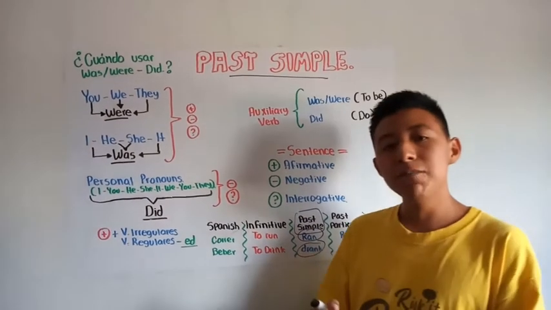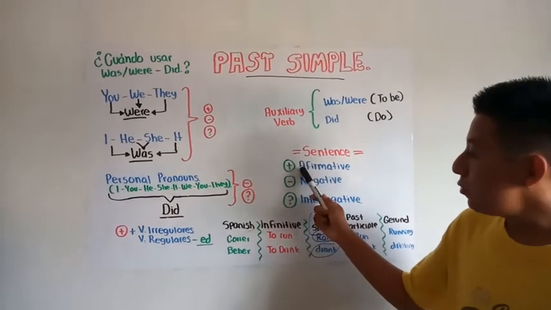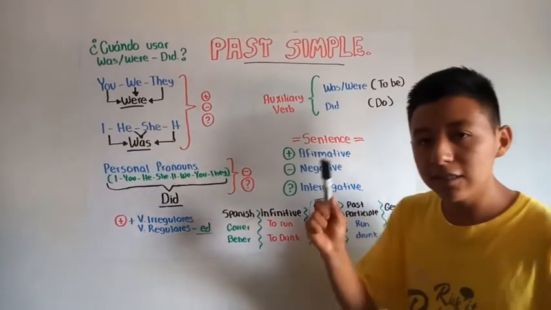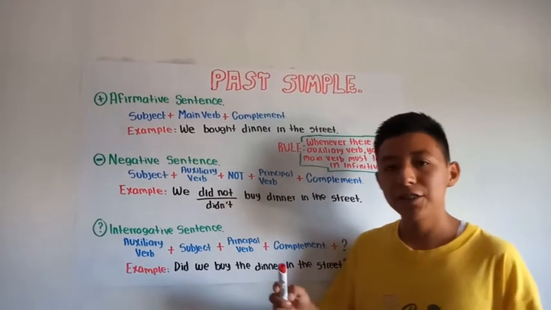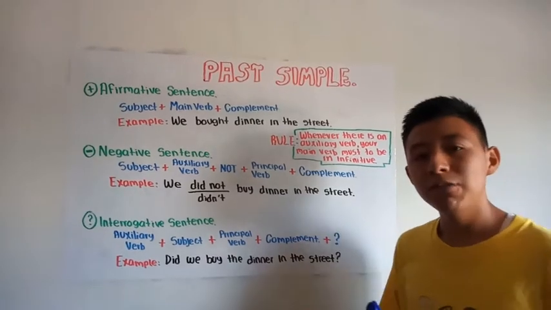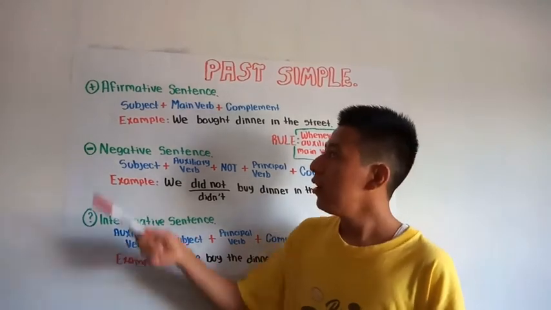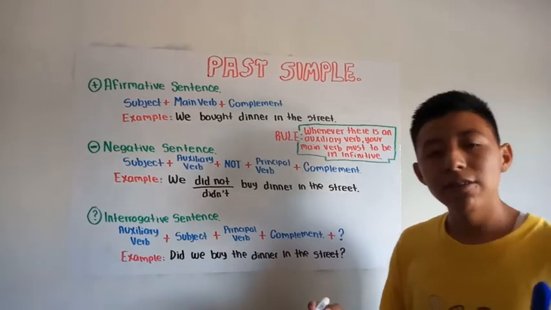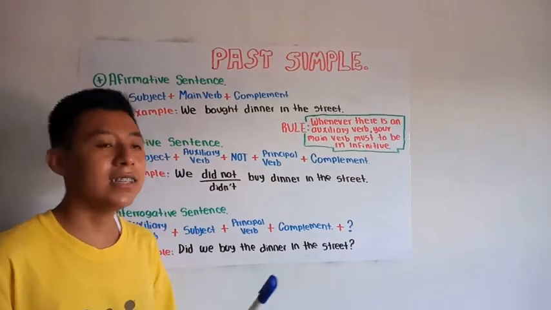In the next video, I am going to tell you how to do an affirmative sentence, a negative sentence, and an interrogative sentence. Let's go! Hi again. Remember that when I began this video, I told you that there are 3 different forms to write a sentence in any language. Remember that I said affirmative, negative, and interrogative sentence. We are going to learn these 3 different forms to write a sentence in English in past simple.